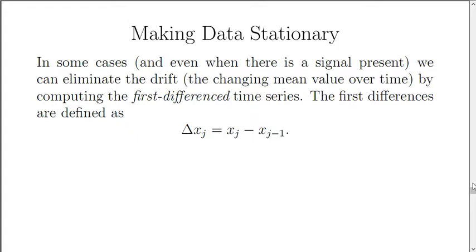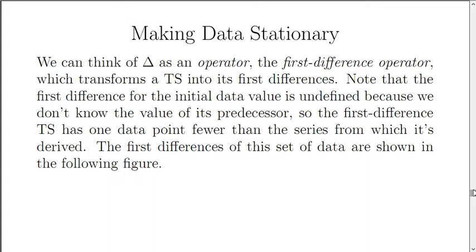We can eliminate the drift, the changing mean value over time, by computing the first differenced time series. The first differences are just defined as, to get this first difference value, you take this value and subtract the previous value. This uppercase Greek letter delta is used to indicate the first difference operator. And it can be thought of as an operator, and it transforms a time series into its first differences.